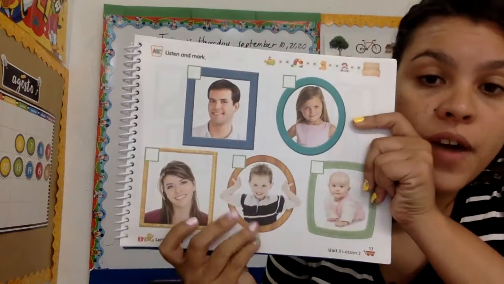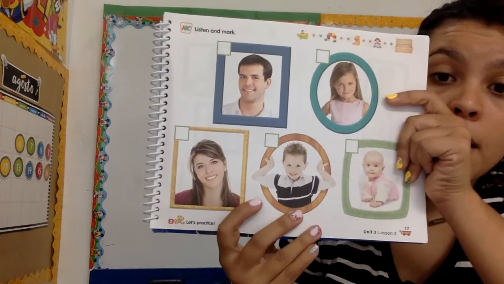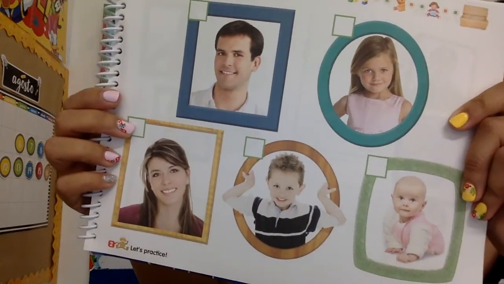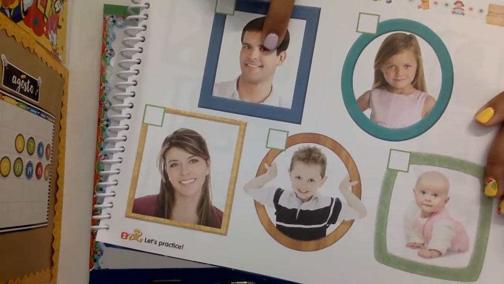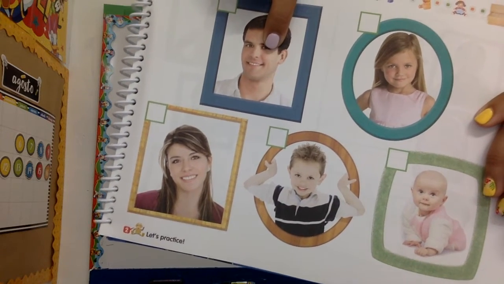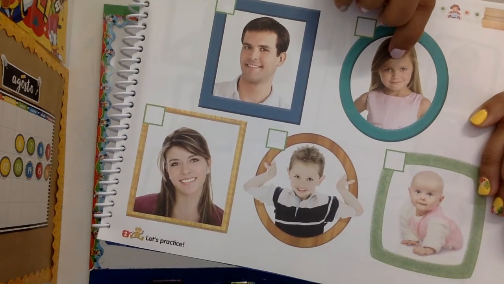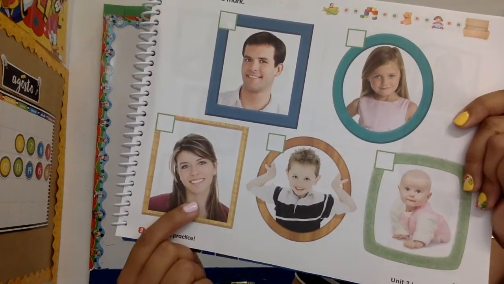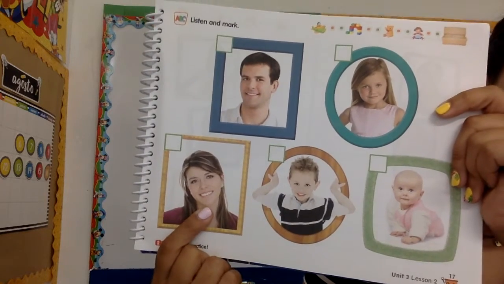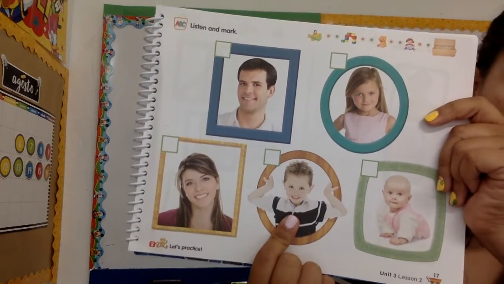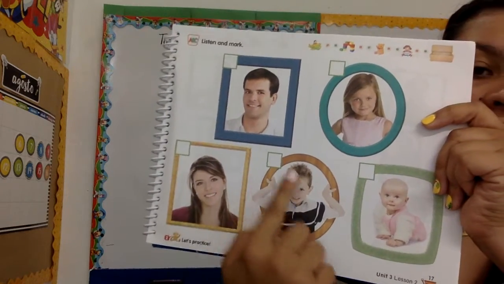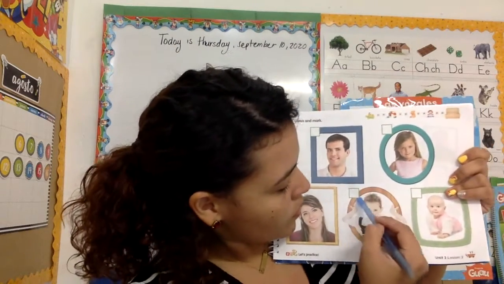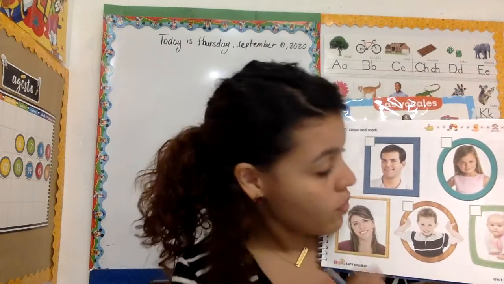Now, we are going to find the brother. Who's the brother? Brother. Brother. Is he the brother? Is she the brother? No. Is she the brother? ¿Es ella el hermano? Is he the brother? Yes, él es el hermano. Así que vamos a marcar con una X. We're going to put a mark that he is the brother.